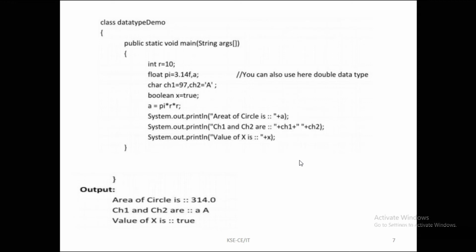If we use multiple variables of the same data type, they are separated by a comma. If I want to use another variable, I can write float pi = 3.14f, a, b, c = 10.0, d, then a semicolon. Okay, the next thing is character: ch1 = 97 and ch2 = 'A'.